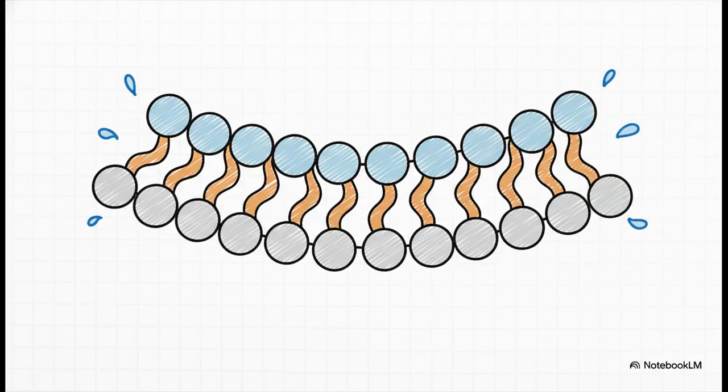See, when you put these phospholipids in water, they automatically arrange themselves into this beautiful double layer, a bilayer, with their water-fearing tails tucked safely inside and their water-loving heads facing out. This structure, this is the cell membrane. It's the intelligent barrier that surrounds every single one of your cells.